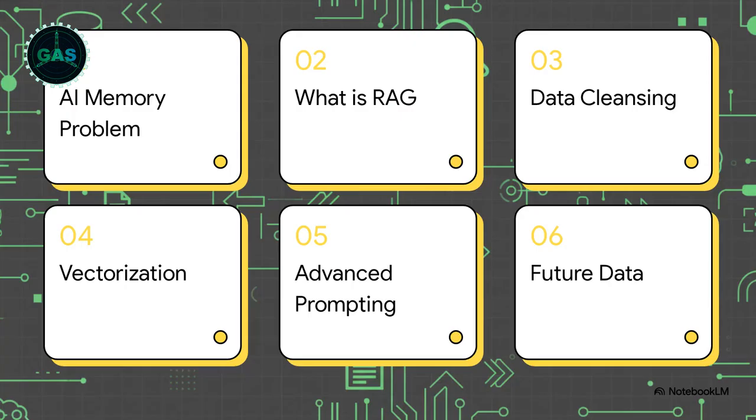Here is what's on our agenda today. We're going to look at the AI memory problem, define exactly what RAG is, and then break down the three core pillars of implementation: data cleansing, vectorization, and advanced prompting. Finally, we'll take a quick look at the future of data.